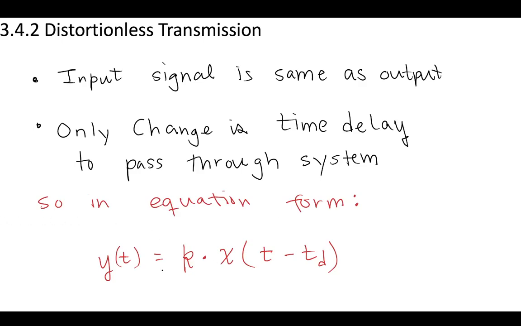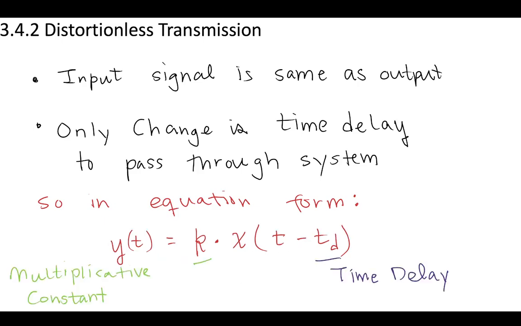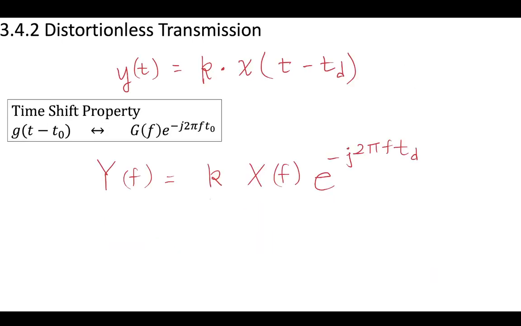So in equation form, what this means is that we desire our output in the time domain to be the input message x, just changed by some time delay, and just modified by some constant coefficient. So in order to obtain distortionless transmission, these would be the only two things allowed: some constant modifier to the time domain input signal, and some constant time delay to this input signal. So K is a multiplicative constant, and t_d is a time delay.